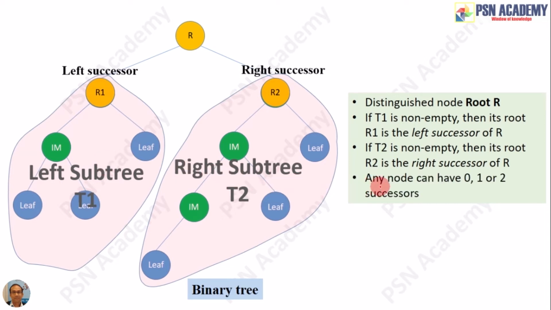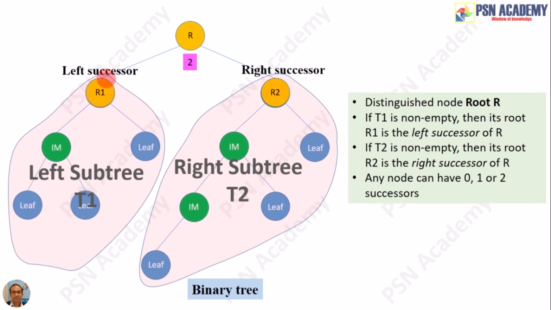Now this is the last property you should have. Any node, whether it's a root, an intermediary node or a leaf, can have 0, 1 or 2 successors. For example, this root R is having 2 successors, right? Or 2 children.